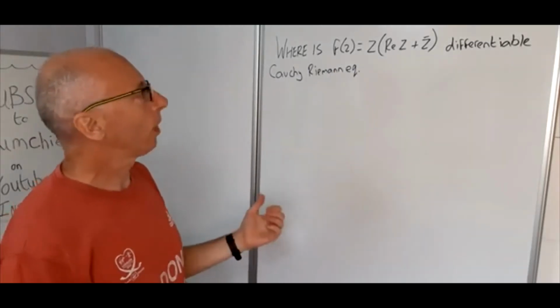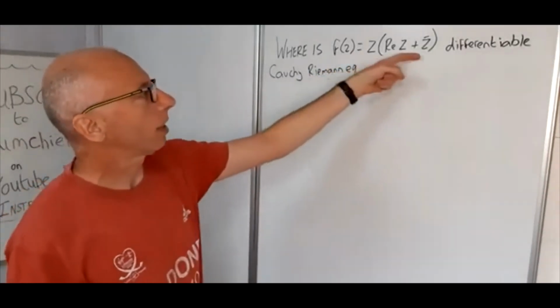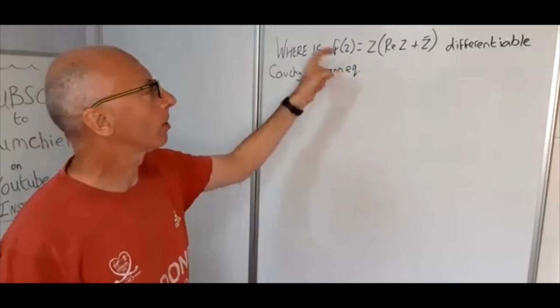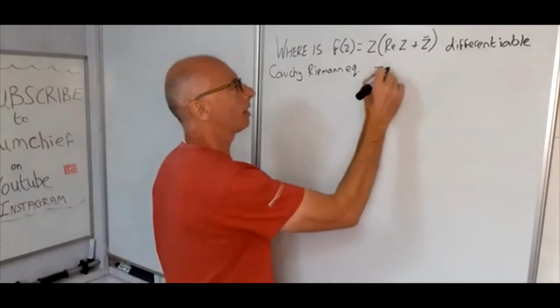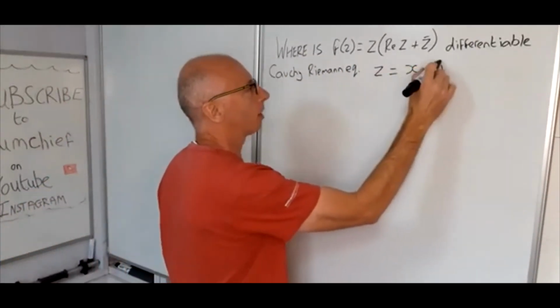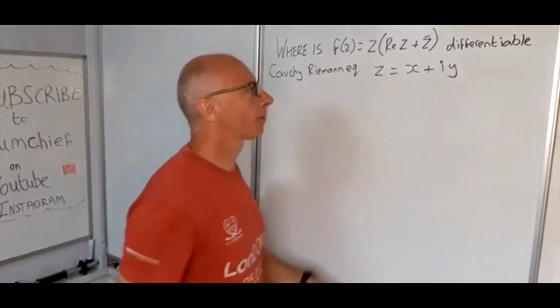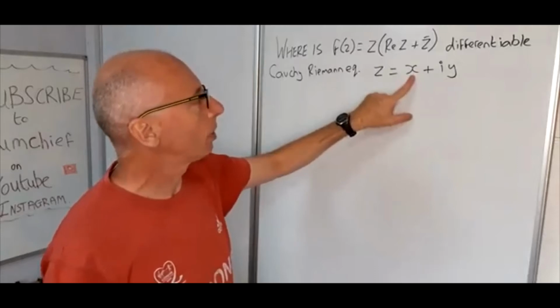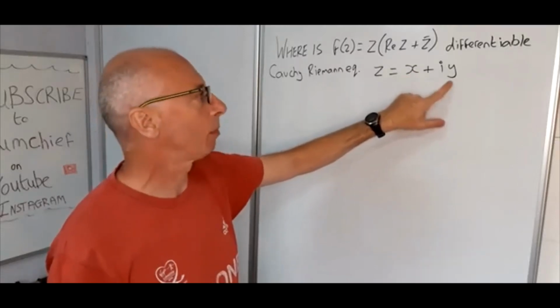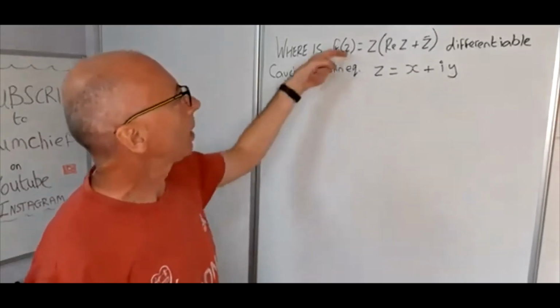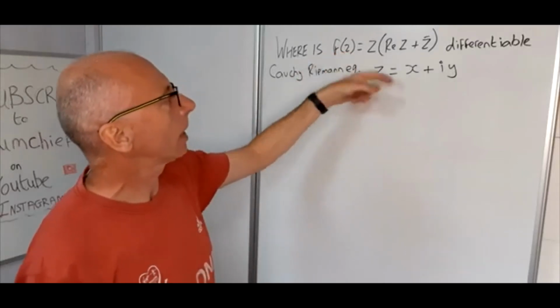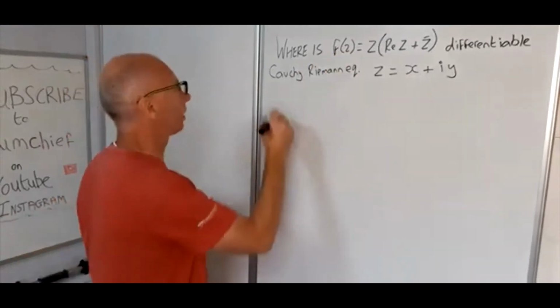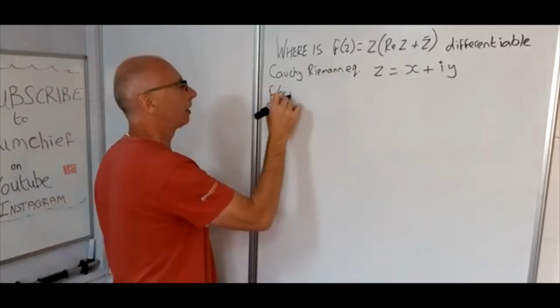Okay, so what it involves is breaking this up into its component parts. What we know is that z is x plus iy. Now x and y are just the values of the real part and the imaginary part. So now instead of saying f of z, we can now say f of x plus iy. So let's just write that.